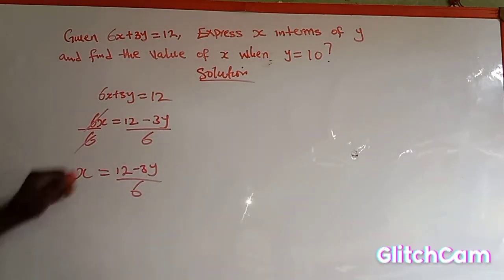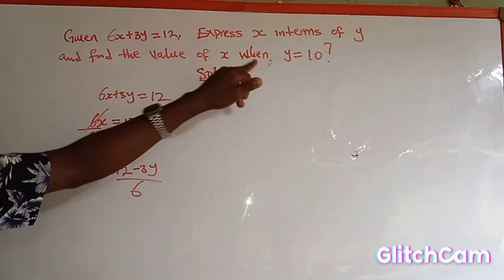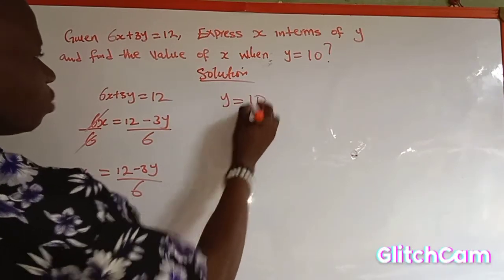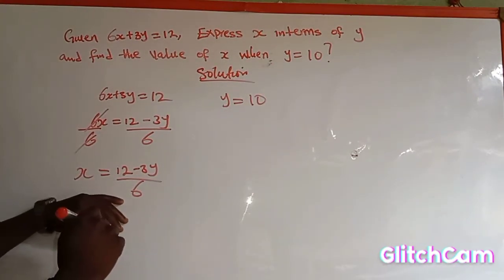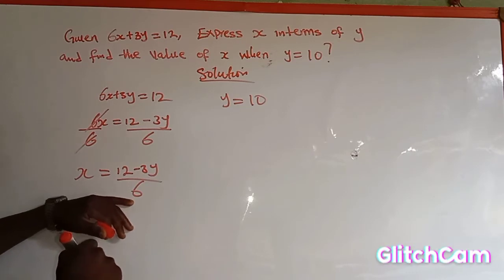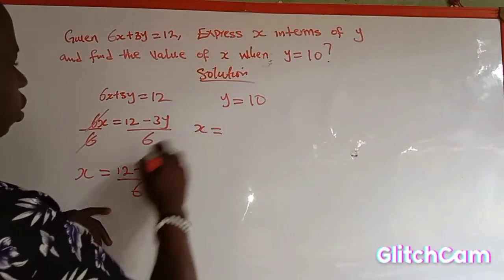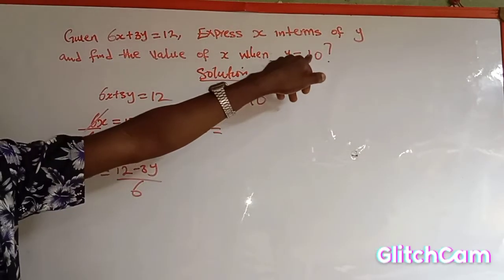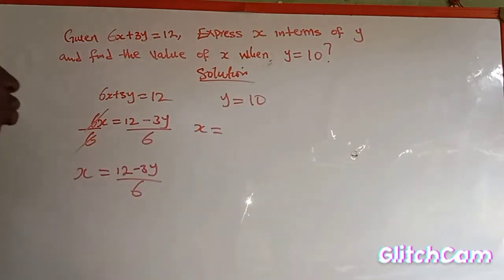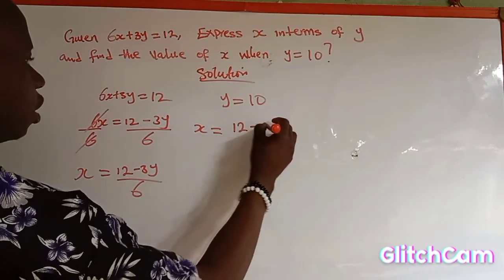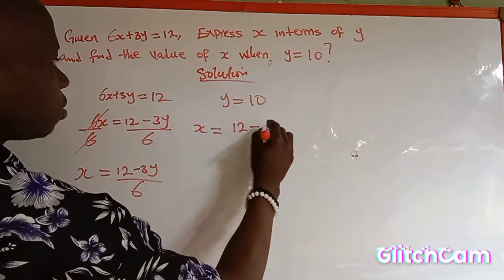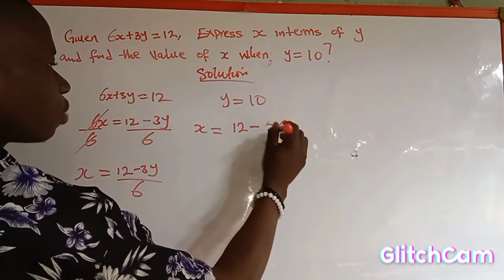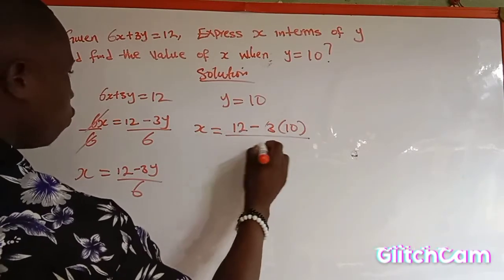And the question also says find the value of s when y is equal to 10. So when y is equal to 10, from this question, they say we should find the value of s. So s now will be equal to, anywhere we see y now, we're going to replace it with 10, because from the initial question, they say when y is equal to 10. So I have 12 minus 3 into y, and remember my y is 10 from the question, so I'll replace y with 10, all over 6.